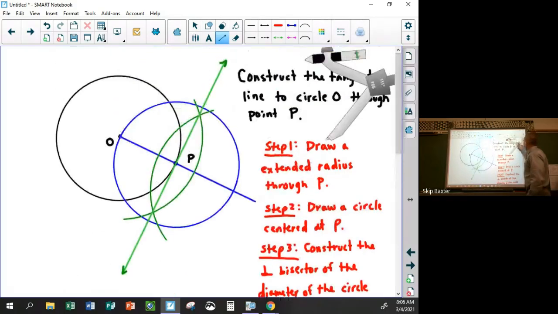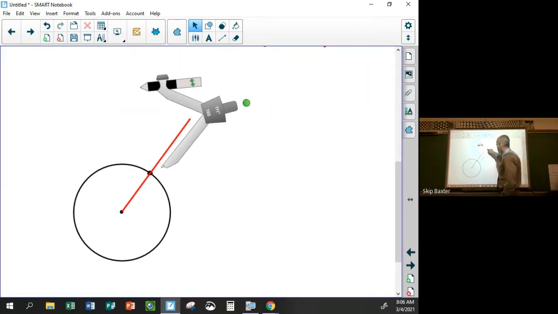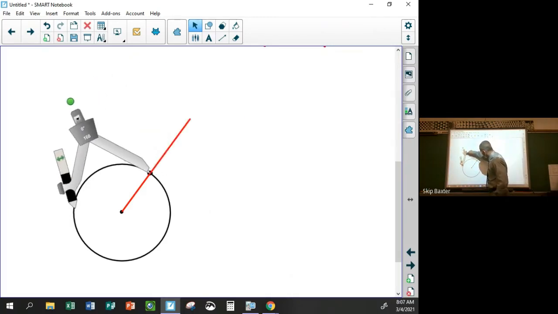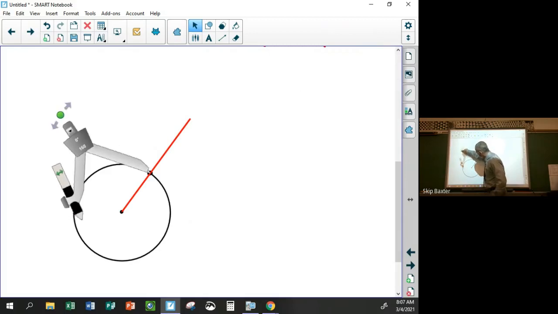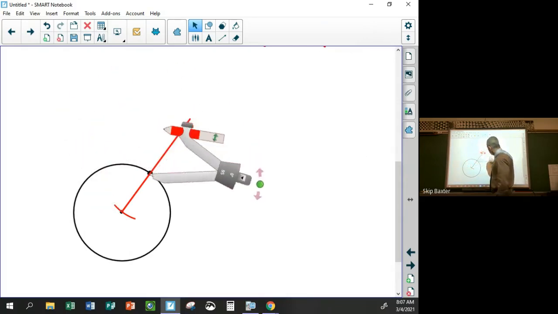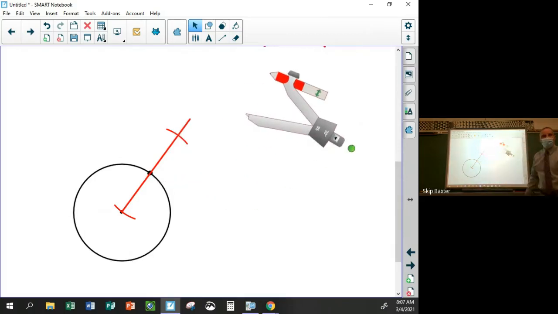Second is to make a circle that's centered at the point that's on the circle, right here. I'm going to make a circle centered at that point. And this time, I'm just going to make a little arc here, and then wheel my compass around and make a little arc over here. That's really all I need, is the endpoints where that point on the circle is the center, the midpoint.